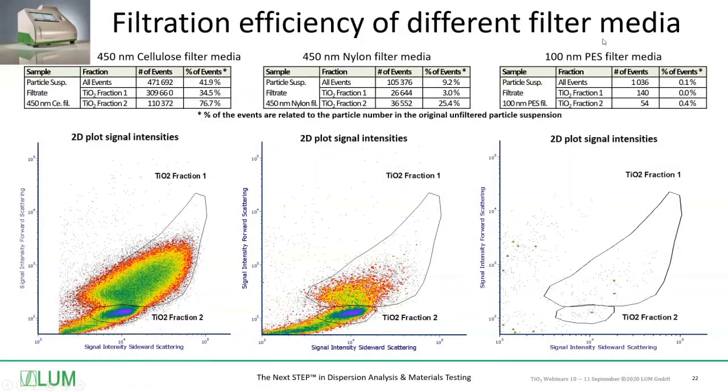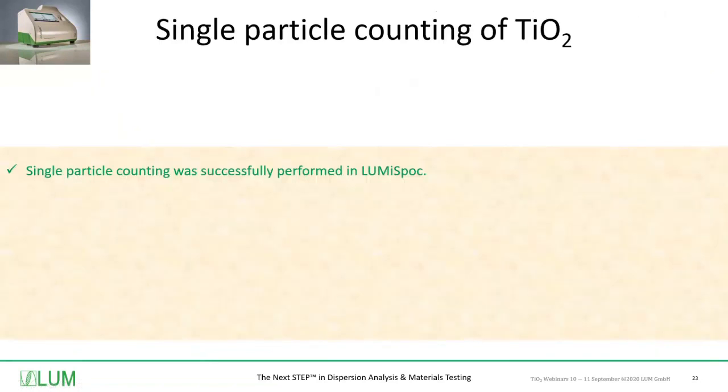If we use a very, very small 100 nanometer filter, we can see there are almost no more particles in fraction 1, neither in fraction 2. We count only 140 titania particles in fraction 1 and 54 particles in fraction 2. Single particle counting was successfully performed in the LUMiSpock instrument.